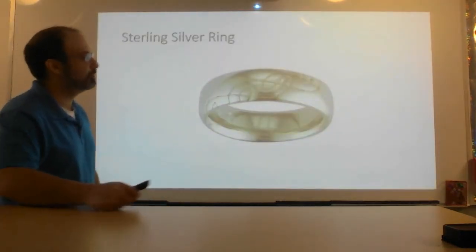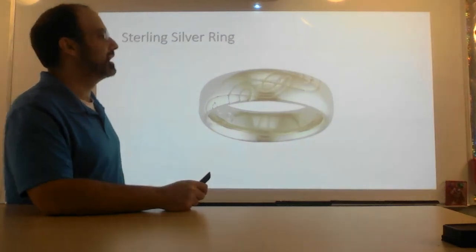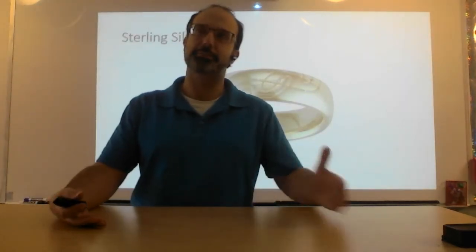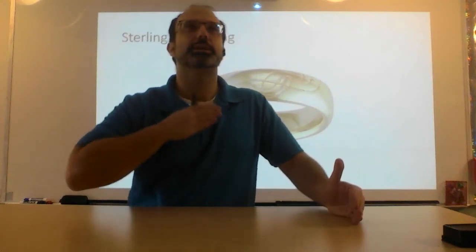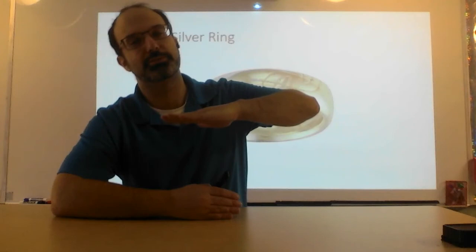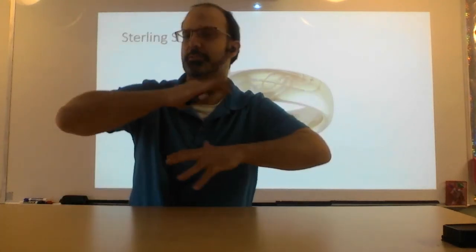A sterling silver ring. We said this is an alloy, and what we've got here is a mixture of a solid and a solid. We've got copper and silver mixed together. I believe silver is the solvent and copper is the solute, because if it was the other way around, the ring wouldn't look silver, it would probably look coppery.